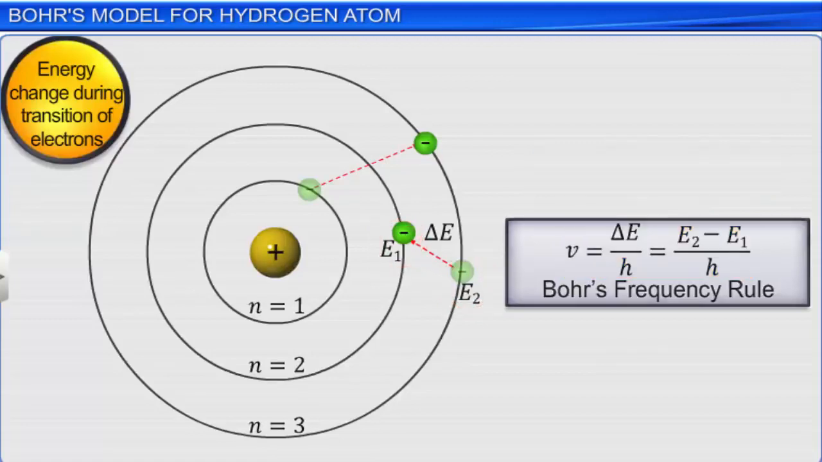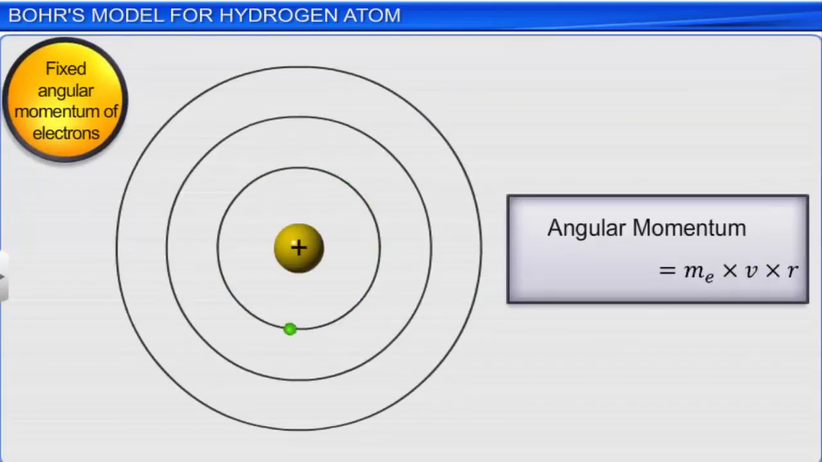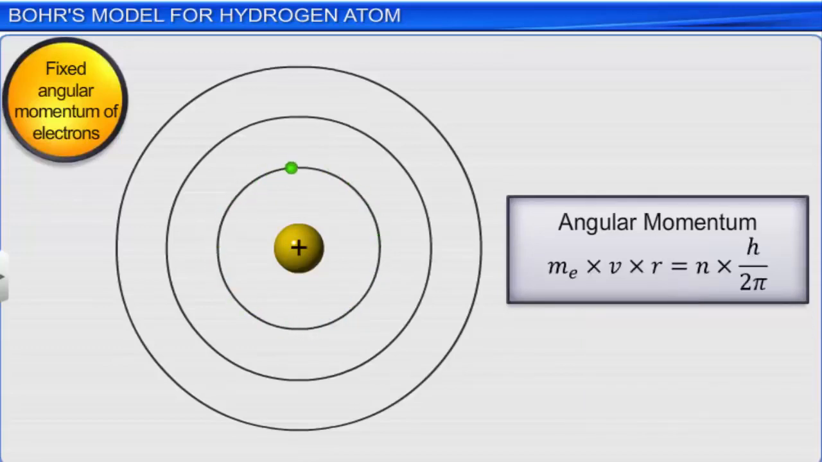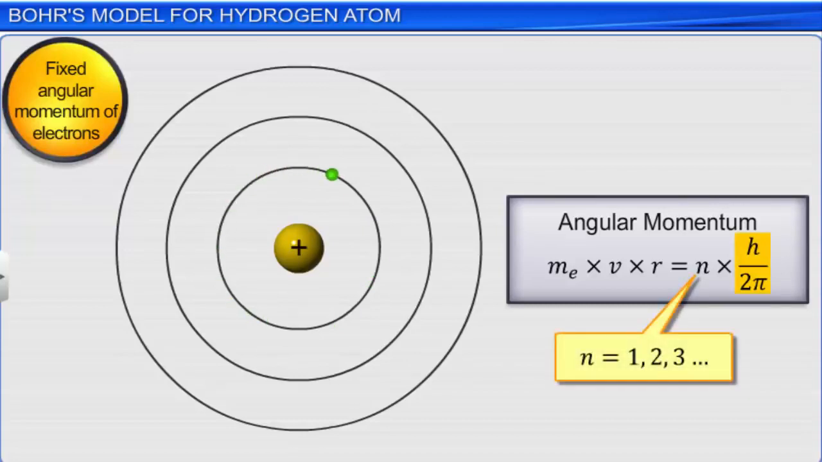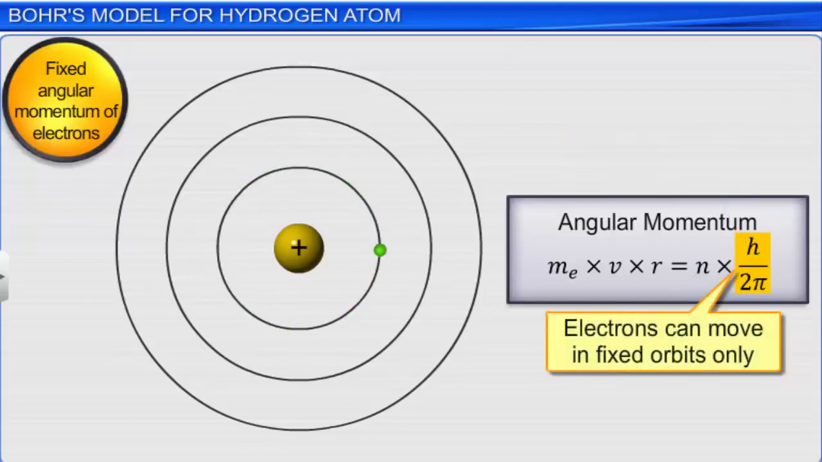The fourth postulate states that an electron moving in a circular orbit has an angular momentum equal to the product of its mass me, linear velocity v, and radius of orbit r, which can be expressed as an integral multiple of h divided by 2 pi, where n is an integer that has the values 1, 2, 3, and so on, and h is the Planck's constant. Since angular momentum can only be an integral multiple of h divided by 2 pi, only certain fixed orbits or stationary states are allowed for electrons to move around the nucleus.